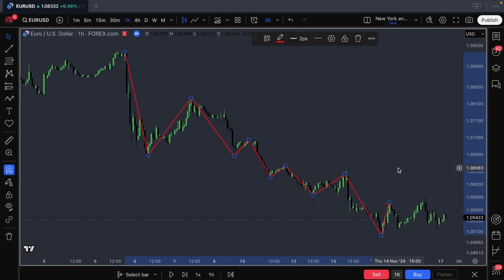This is a downtrend, and the only time that the downtrend would be in a reversal or a change of market structure is when this area right here gets taken.